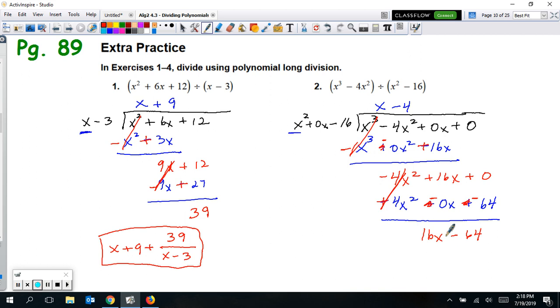Now that is our remainder because we can't multiply x squared by anything to get a 16x. So we are done at that point. That is the remainder. We ran out of terms to bring down.